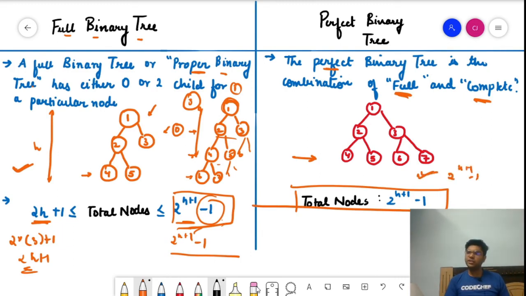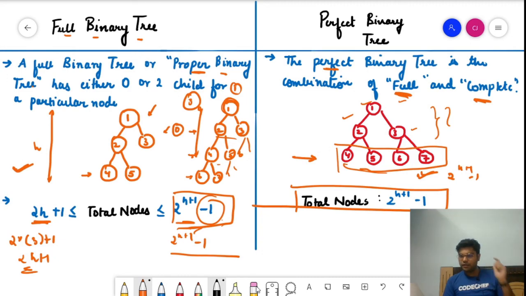It will not lie in a range. It is fixed, since each and every node has 2 children, and till the last level we have the complete structure. We have all the nodes. So we have 2 to the power h plus 1 minus 1 as the total number of nodes possible in this tree. This is the typical example of it. You can see that each node has 2 children here, except the last level, because the last level is the leaves, which have 0 children. But till this level we have all the nodes completed. We do not have any nodes pending. So this is a combination of complete plus full binary tree.